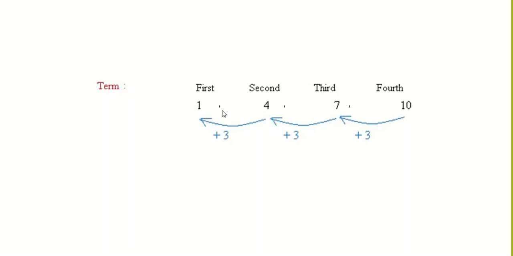So the gap between 1 and 4 is positive 3. The gap between 4 and 7 is positive 3. The gap between 7 and 10 is positive 3. And this positive 3 is called the common difference. And once a sequence has a common difference, you call it an arithmetic sequence.